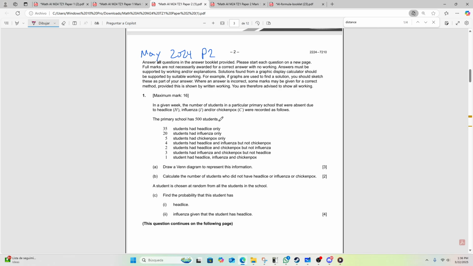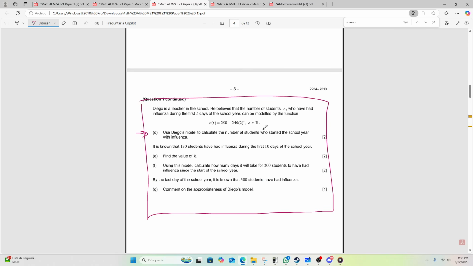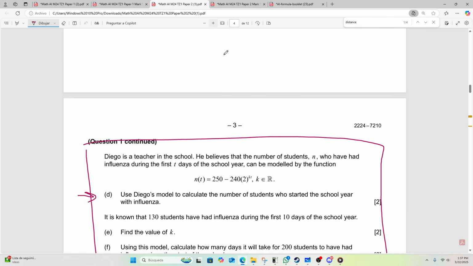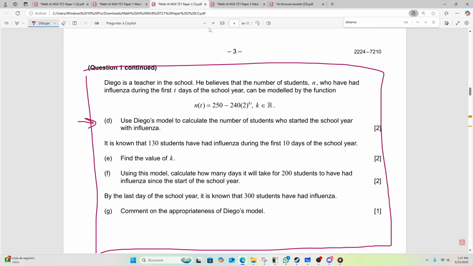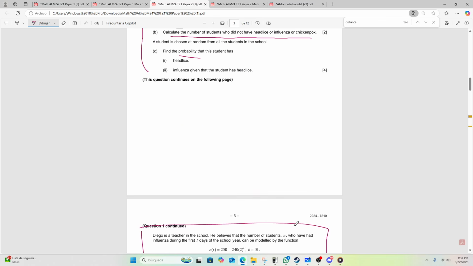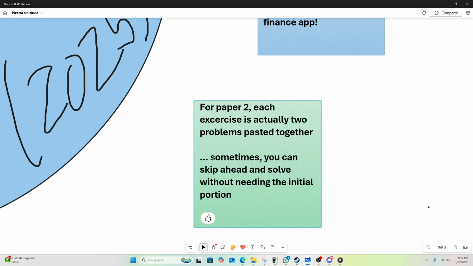Think about it. For number 1, from A to C, it's probabilities, it's Venn diagrams, it's calculating probabilities and the amount of people and stuff like that from A to C. And then 1D is suddenly talking about some variable and an exponent and how to calculate this. And so this is an excellent example of how for paper 2, you can indeed sometimes skip ahead and solve like half of the exercise without needing the initial portion.